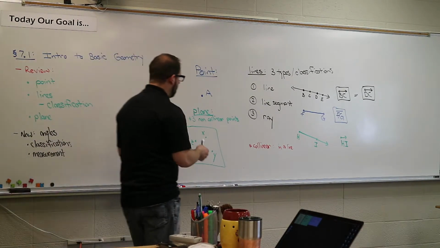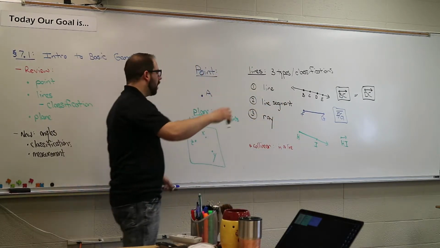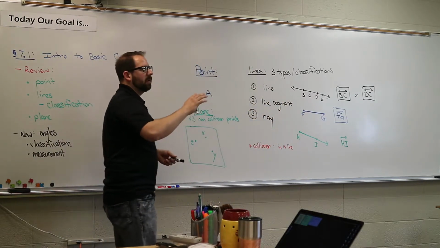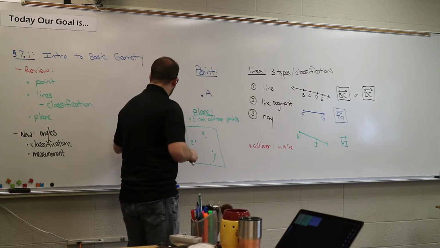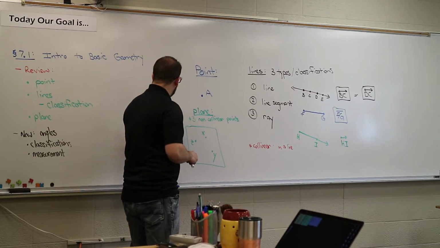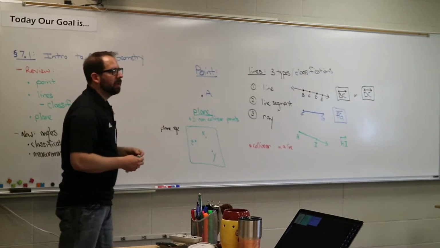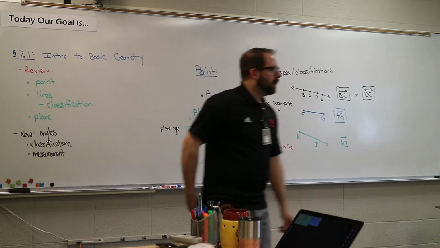Now, how do you name a plane? Because the other ones have very distinct names. You use the 3 letters that are on it. You put the 3 letters that are on it, and you put the word plane out front. Plane XYZ. Okay, that's how you do it. Notice no arrows.